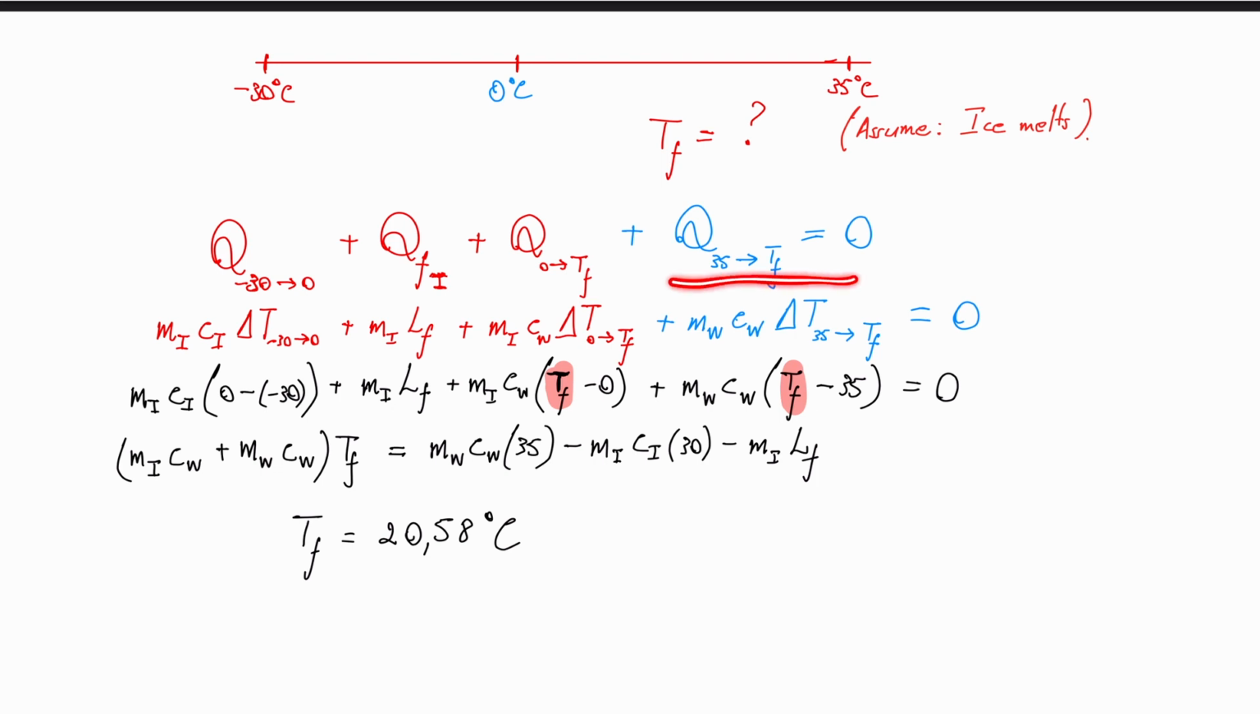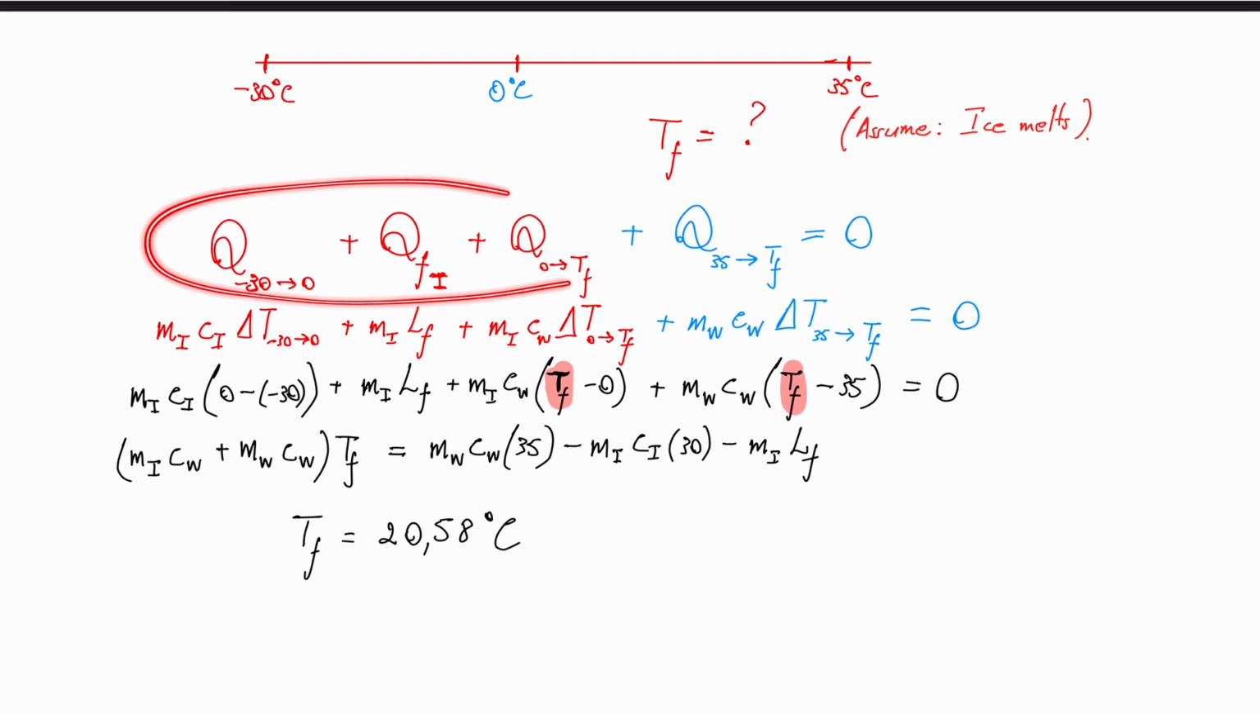Now, the blue part here signifies the part in this mixture which was, to begin with, water. Where did our water start? It started at a temperature of 35 degrees. And it loses energy and acquires a new temperature, which we call TF, because it's going to be common to both what was initially ice and what was initially water. So we know our water is going to go from 35 degrees to some final temperature, TF, and that's what we're looking for.